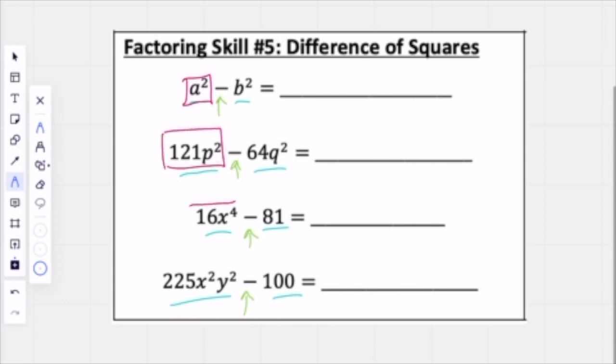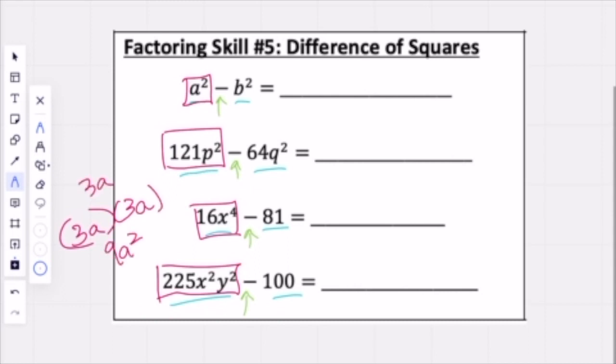Okay, and what do I mean by a perfect square? A perfect square is an expression that is the result of multiplying something by itself. For example, 3a times 3a is going to give us 9a squared. So 3a in parentheses squared is the same as 9a squared. So this is a perfect square. If it can be written in this form, where something is multiplied by itself or squared, then it's considered to be a perfect square.